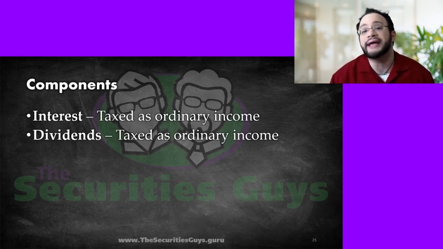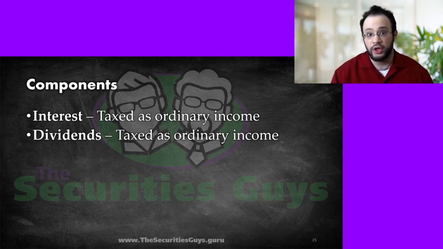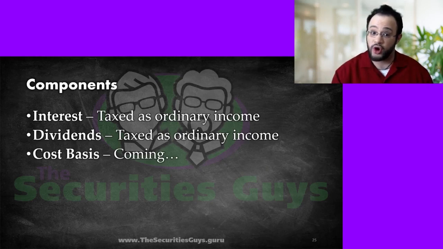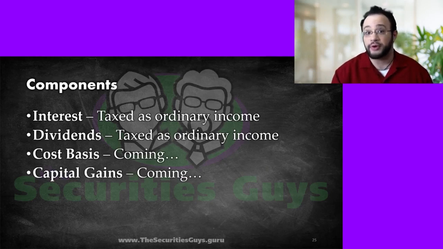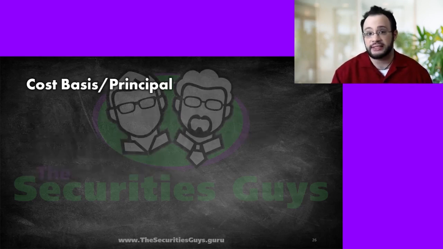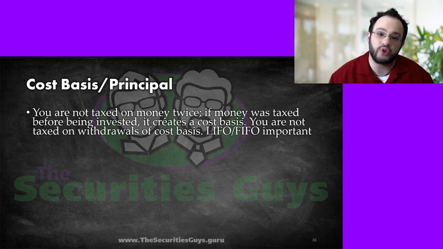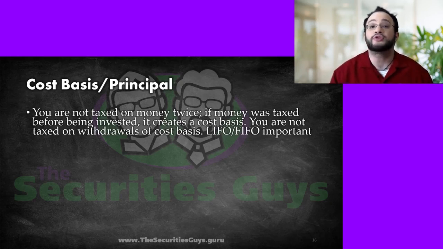When you're buying and selling securities, though, you may be buying and selling at a profit or a loss. So then we get into what is cost basis and capital gains, potentially capital losses, which we're going to be talking about in their own right. Because cost basis is basically the principal. You are not going to be taxed on money twice. If money was taxed before being invested, if it was a non-deductible contribution, it will create a cost basis. You will not be taxed on withdrawals of cost basis.